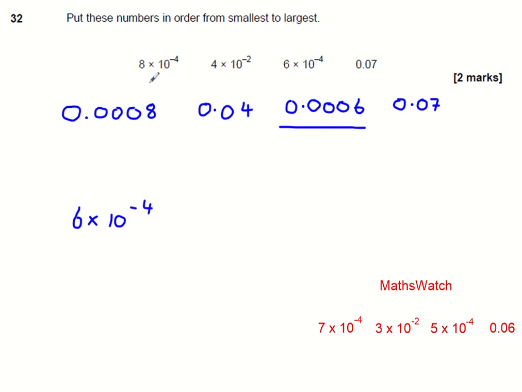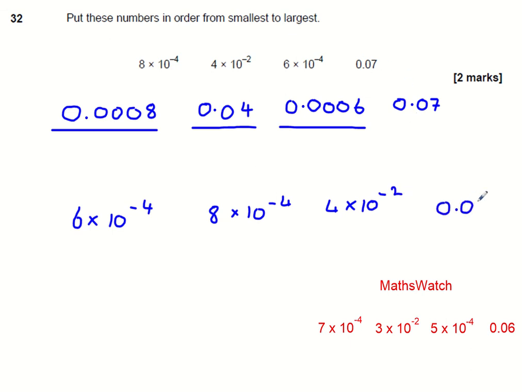Then the next smallest is this one here, because 8 is slightly bigger than that 6. So that would be 8 times 10 to the -4. The next smallest is this one here, because 4 is smaller than 7. So that's 4 times 10 to the -2. And that leaves the largest as 0.07. And that is the end of that exam paper.